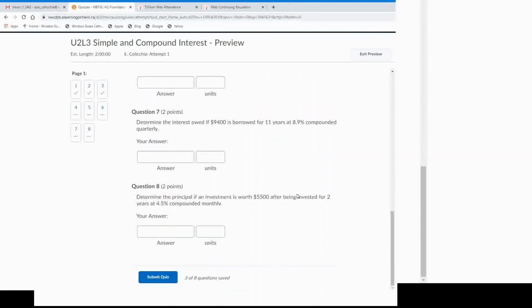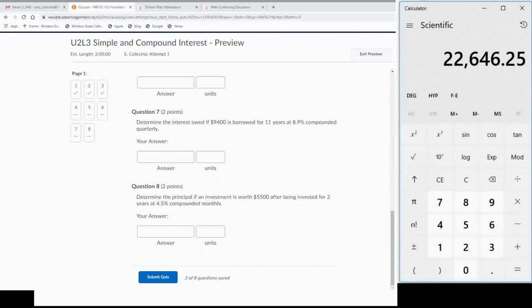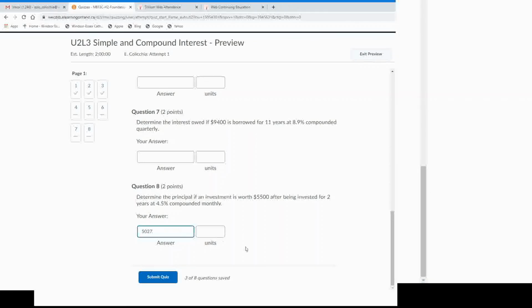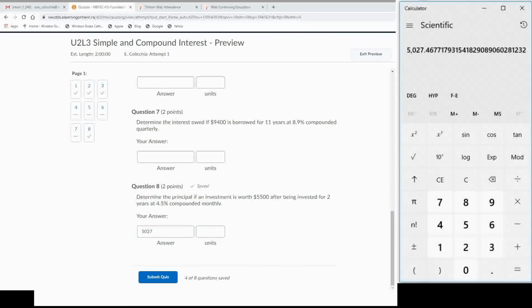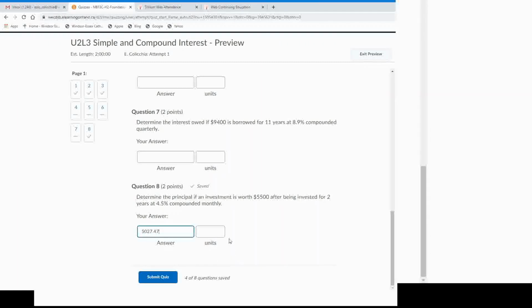Now let's go on to some of the more difficult questions. I'll do the last one. It says determine the principal if an investment is worth $5,500 after being invested for 2 years, compounded monthly. So this value, 5500, divided by the 1 plus 0.045 divided by 12 to the power of 24, because that's 2 times 12. So my value here would be $5,027.47. So that's how you'd be answering these problems.